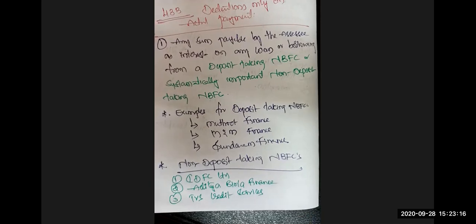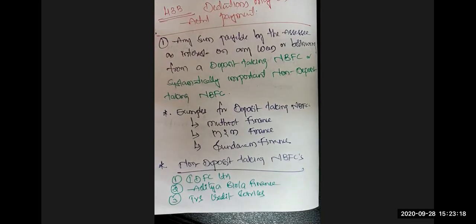Hope you noted this down. This is a very important amendment when it comes to 43B. A new payment is added to the 43B list. Whenever you borrow a loan from deposit taking NBFCs or systematically important non-deposit taking NBFCs, the interest will now be allowed as deduction only on actual payment. Only on actual payment. Clear, ma'am? Next.